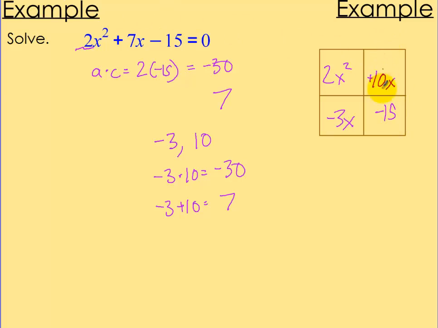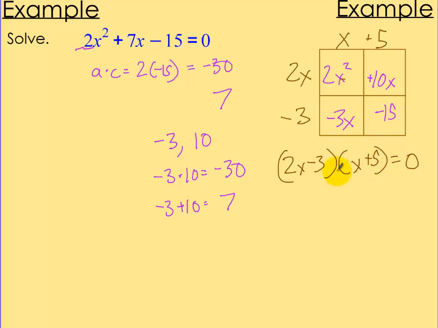So what's going on here with the boxes? I can factor out a positive 5 and factor this way. I can factor out an x. This way I can factor out a 2x. And this way I'm factoring out a negative 3. So my factored form is going to be 2x minus 3 times x plus 5 equals 0.